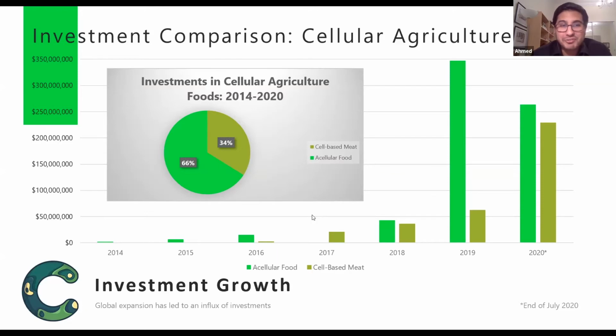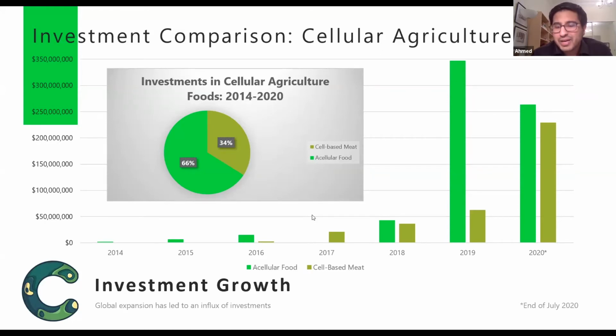As Geltor now looks to re-enter the food space through collagen supplements, they highlight how acellular products can have a wide range of applications and may reflect why investors have been more interested in larger funding rounds for acellular food companies compared to cell-based meat companies to date.